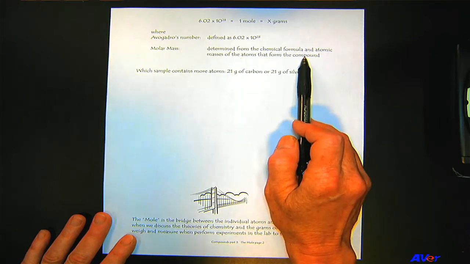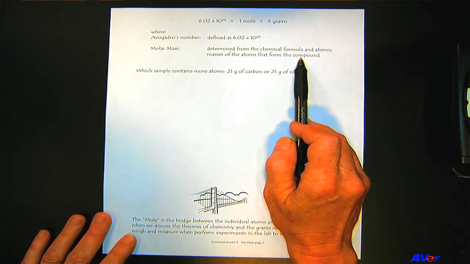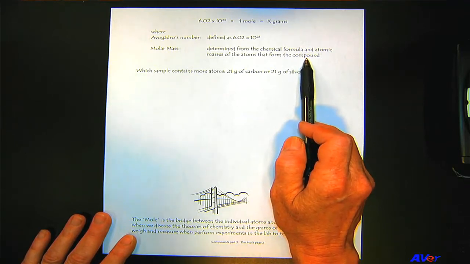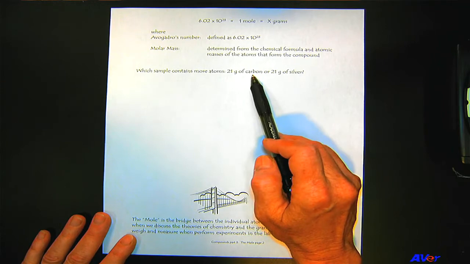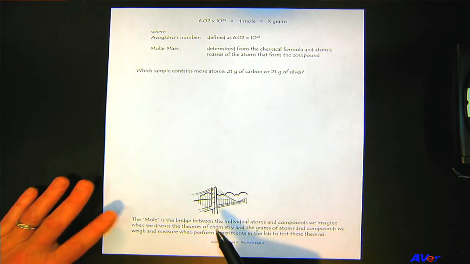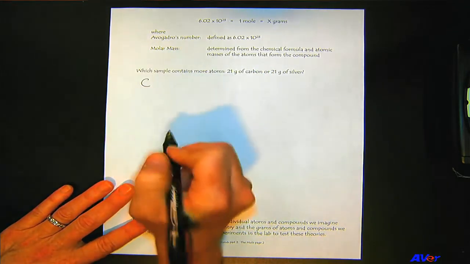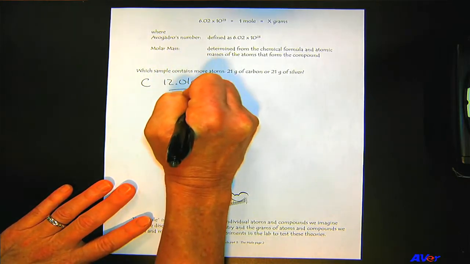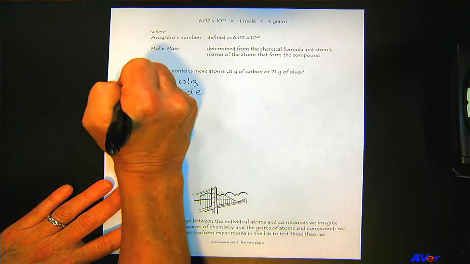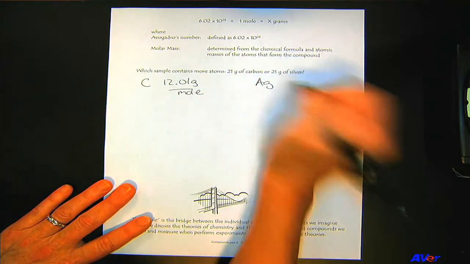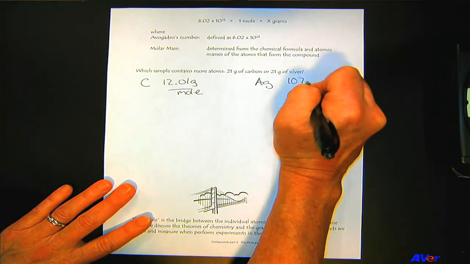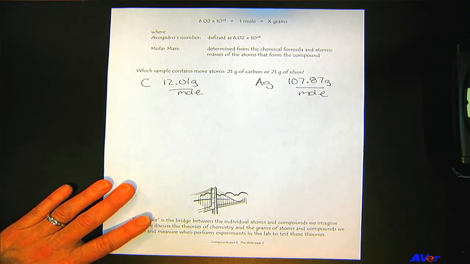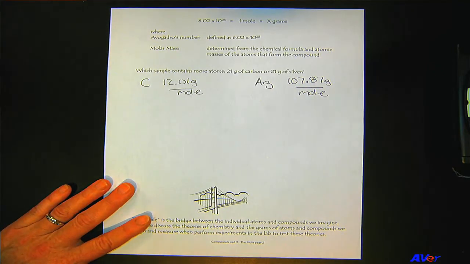When we get to compounds, we'll have to combine the ratio of atoms with the information on the periodic table. But don't worry, we'll get there. Let's just stay with single atoms for the time being. So with carbon, 12.01 grams is a mole, versus silver, which has more protons and neutrons, and so it has a much larger mass. 107.87 grams per mole.